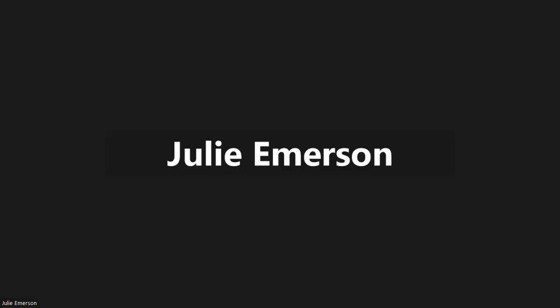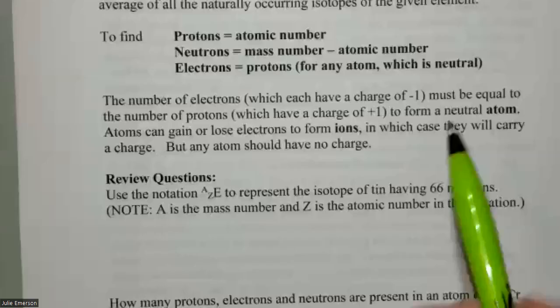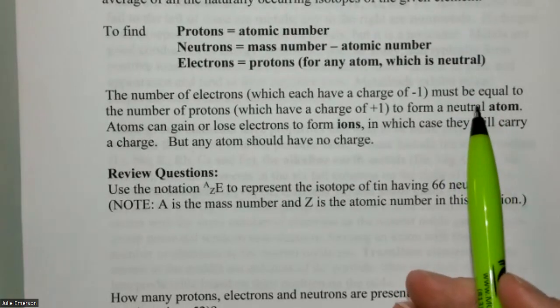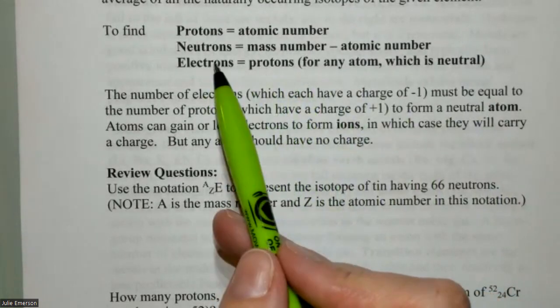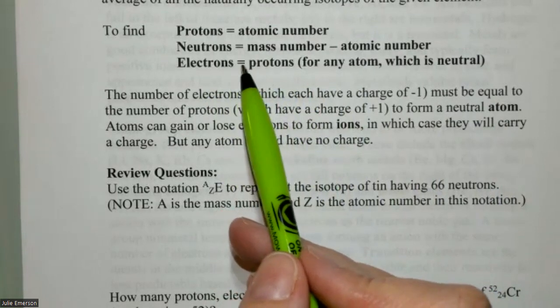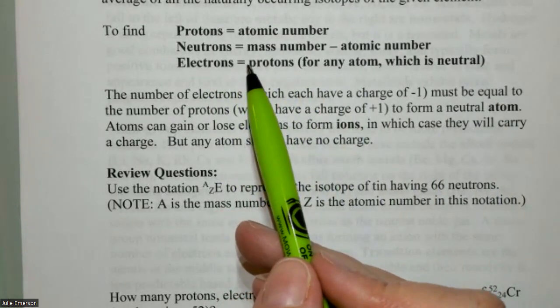Which means it's the same element, but you have a different number of neutrons. And again, Dalton's theory couldn't capture that because we didn't know what neutrons were yet. All right. Now, if electrons have come or gone, and we now no longer have an equal amount of protons and electrons, we now have a charged atom, and that is called an ion.